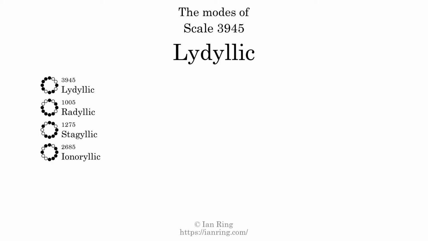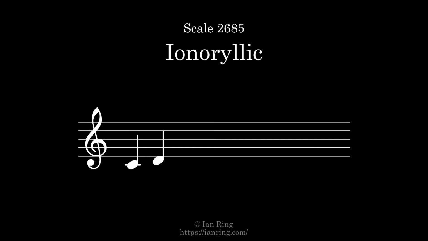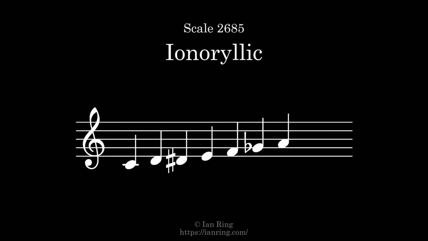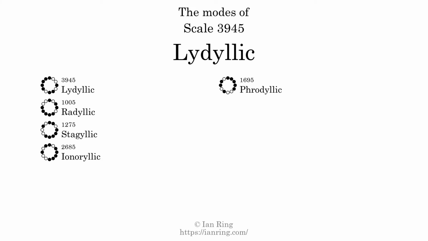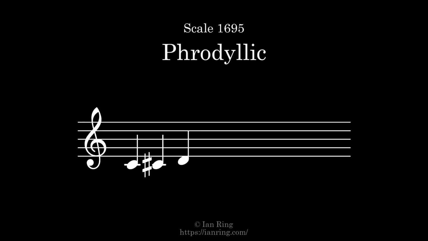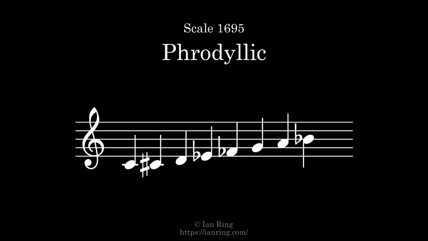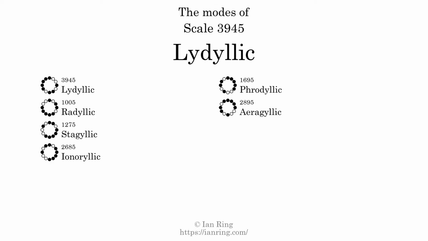The fourth mode is scale 2685, also known as Untitled. It sounds like this. The fifth mode is scale 1695, also known as Lydyllic. It sounds like this. The sixth mode is scale 2895, also known as Heteromorphisms. It sounds like this.